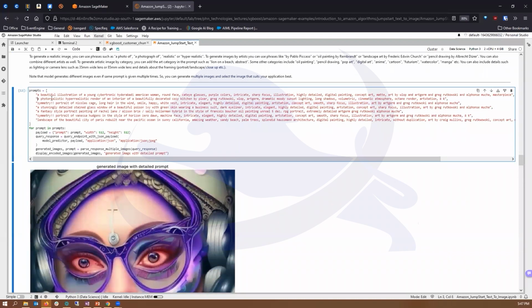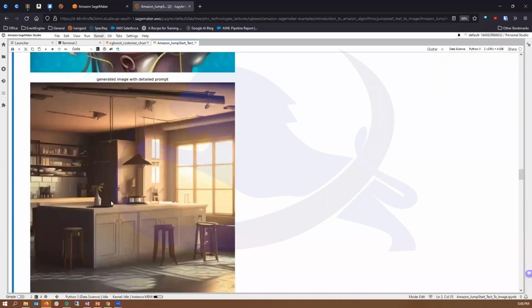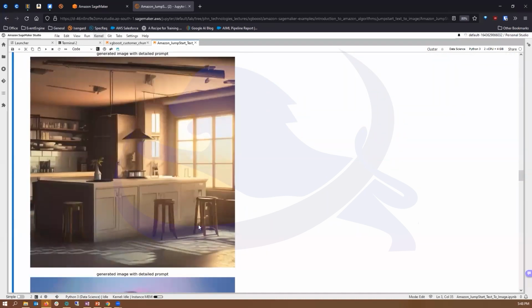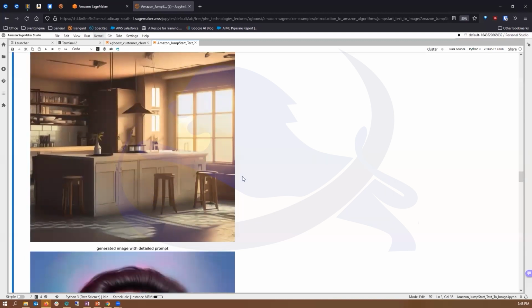In the second example, we asked for a hyper realistic render of an interior with a beautifully decorated cozy kitchen by Pixar, and we describe the type of image that we want. This is the image which was generated. Nobody would be able to tell whether this is a real image or a fake image generated by the computer. This is why it becomes essential to know how to use large models as well.